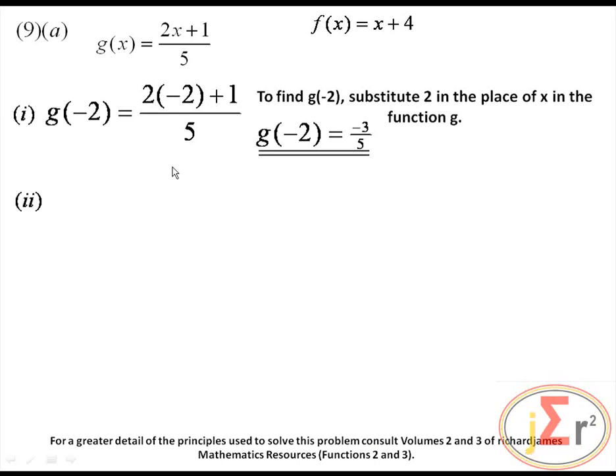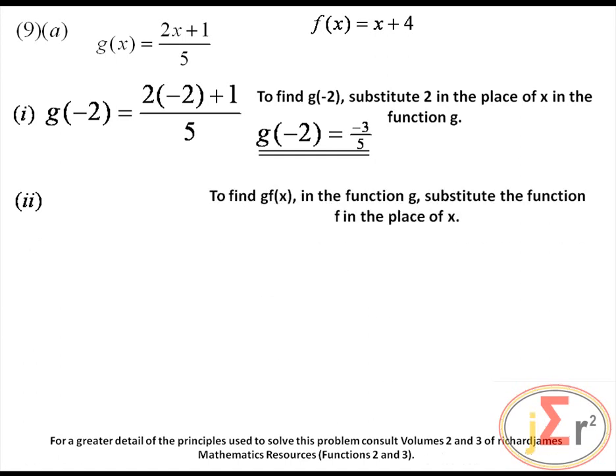Next, we are required to find g of f of x. To find g of f of x, in the function g, where we see x, we put f. So g of f is equal to 2 times f plus 1 over 5. So let's do that. And of course, we have taken this step because the CSEC report says that when students are composing functions, the common mistake that they make is they substitute the wrong function into the other.